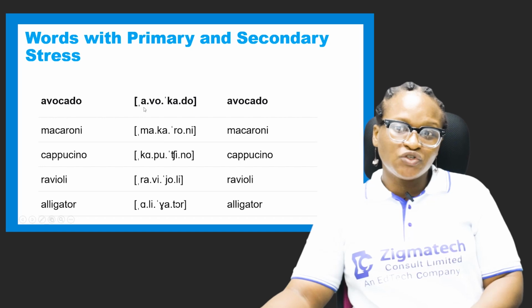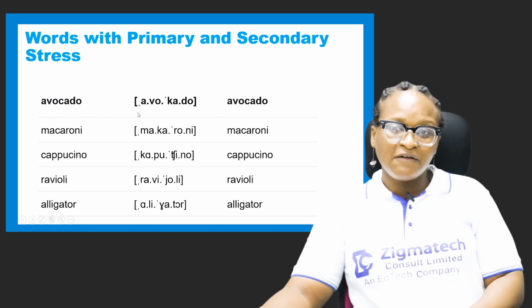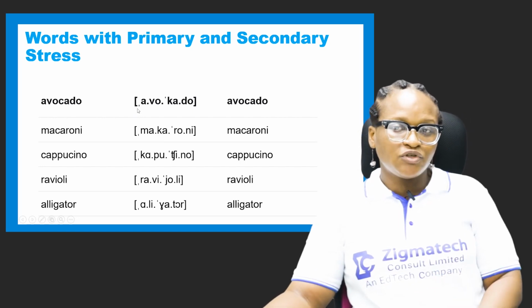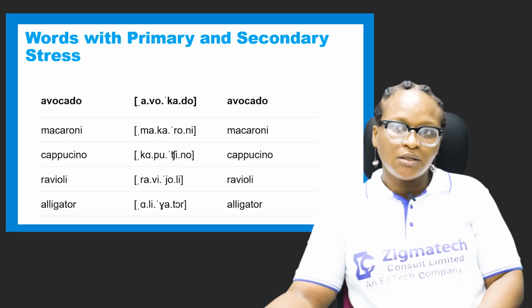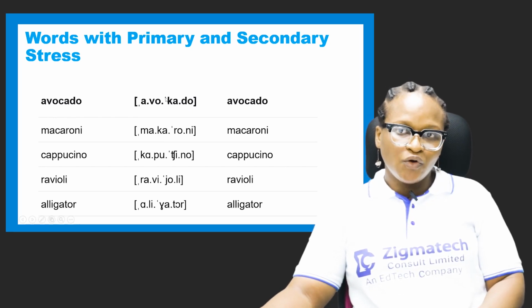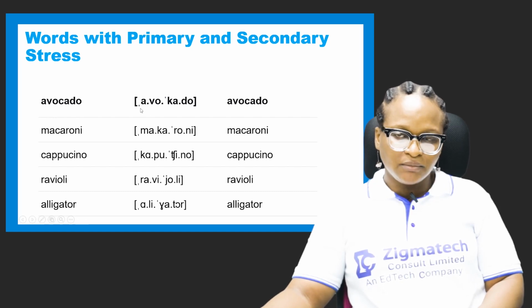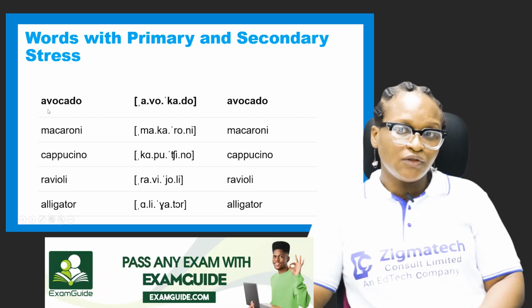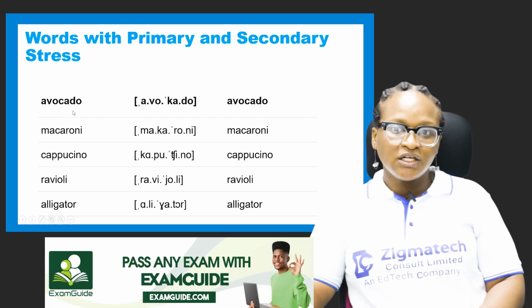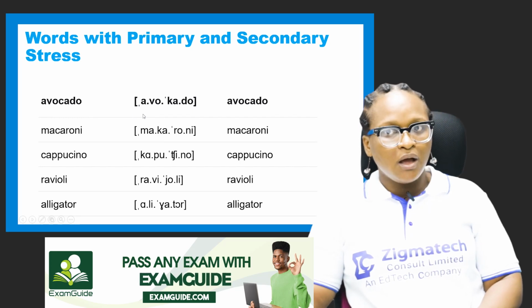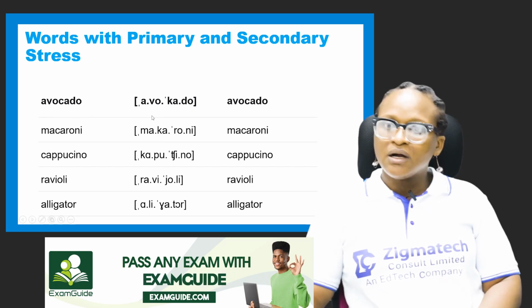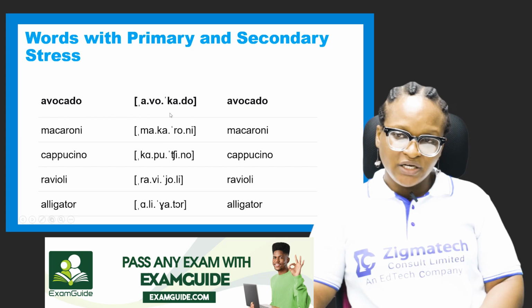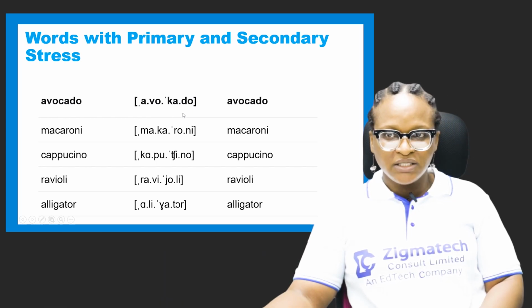It's possible for you not to hear the secondary stress. Emphasis is not placed on the secondary stress, but it is on the primary stress. So the one at the top is the primary stress, while the one at the bottom is the secondary stress. So at the point of pronouncing the word avocado, we pronounce it as VO, K. That's where the stress is, K, do.